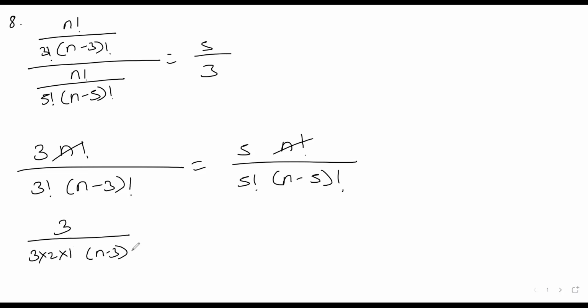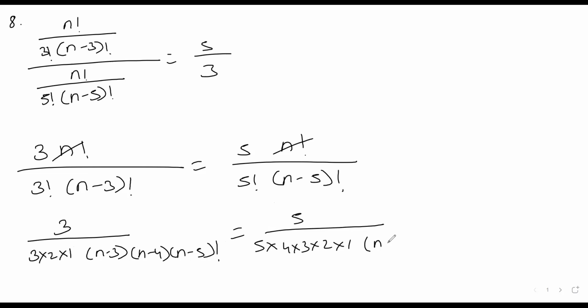(n minus 3) factorial can be written as (n minus 3)(n minus 4)(n minus 5) factorial. You have to just do minus 1, minus 1, क्योंकि previous number, consecutive previous number निकालने के लिए minus 1 करते हैं हम लोग. This is 5 upon 5 into 4 into 3 into 2 into 1. And this is (n minus 5) factorial. 3 into 2 into 1 has got cancelled. This and this has got cancelled.